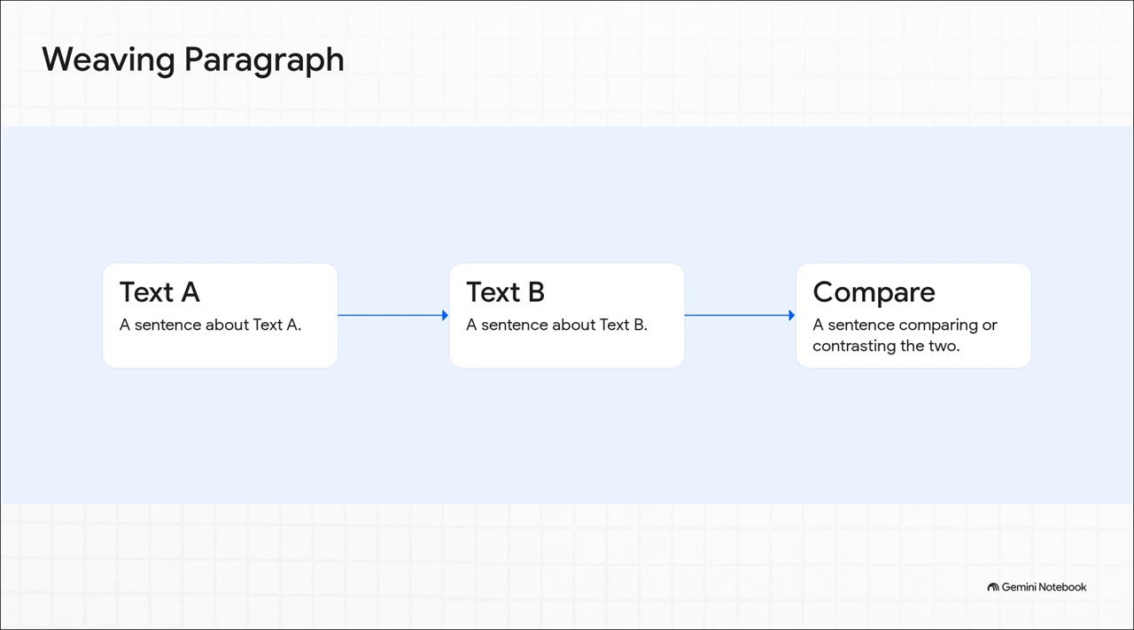Step 2, write a sentence about text B and its evidence. Step 3, write a sentence comparing or contrasting the two. And here is the pro tip. Never, ever forget to explain the so what. You have to tell your reader why this matters and how the setting pushed the theme in a specific direction.